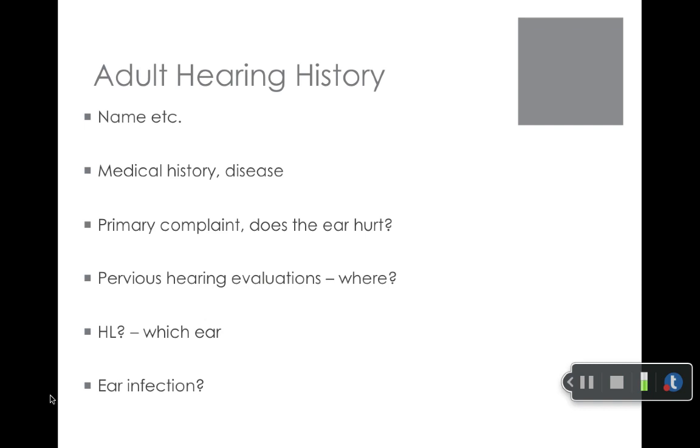For adults, you also need to ask their name and get their information, medical history, was there disease, why are they seeing you, do they have a complaint, do their ears hurt, was there a previous hearing evaluation, how long ago was it done, do you have a copy of it? I always like getting previous hearing evaluations because they should kind of match up to your current hearing evaluation. They should be somewhat similar, maybe a few dB different depending on how long it's been, but it's good to get previous hearing evaluations if they've been there.